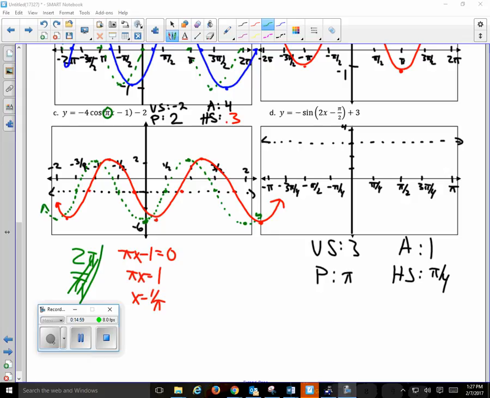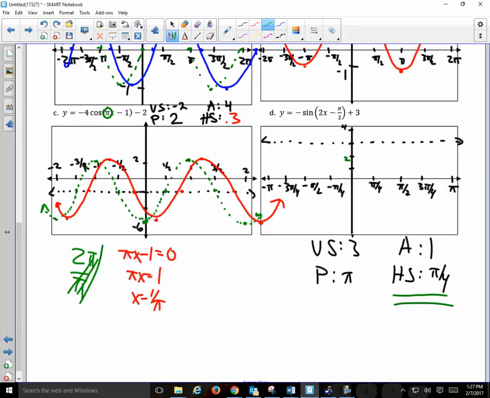Vertical shift 3, amplitude of 1 means that it's going to go to a maximum of 4, a minimum of 2. Is everybody okay with that? Okay, then the period is pi. I don't worry about the horizontal shift until after I sketch a ghost graph. Sine, max, min, or middle? Middle. Amplitude is always positive, like distance. When we wrote it down, we said absolute value of A, right?